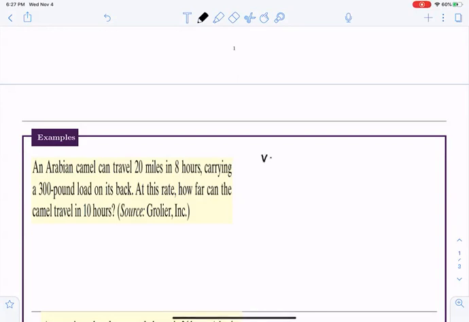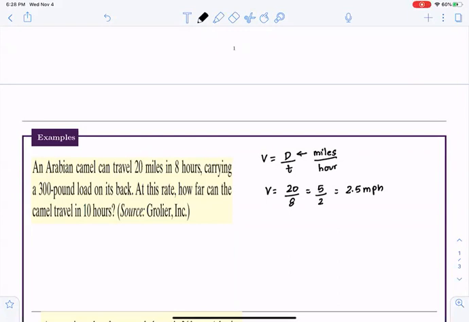I'll call it V. Velocity is distance divided by time. We say 20 miles, I walk at a speed of 5 miles per hour, I run at a speed of 8 miles per hour. So the distance would be in miles divided by time in hours. So it's a standard formula. So we know that the velocity of the camel is 20 divided by 8 miles per hour. So we can cancel out the 4. So we get 5 over 2, which would give us 2.5 miles per hour.